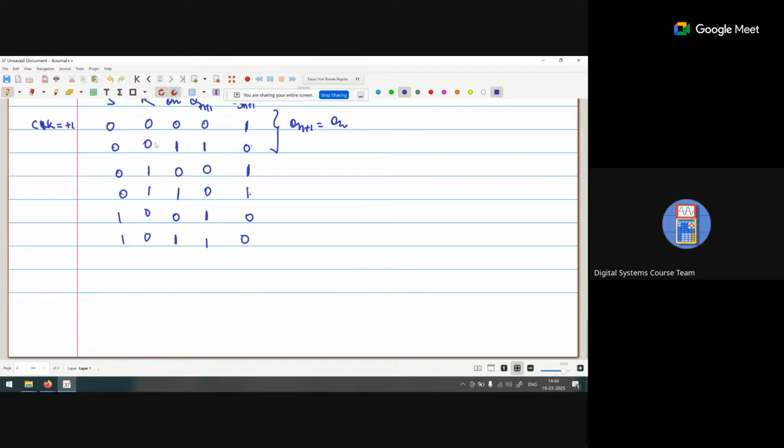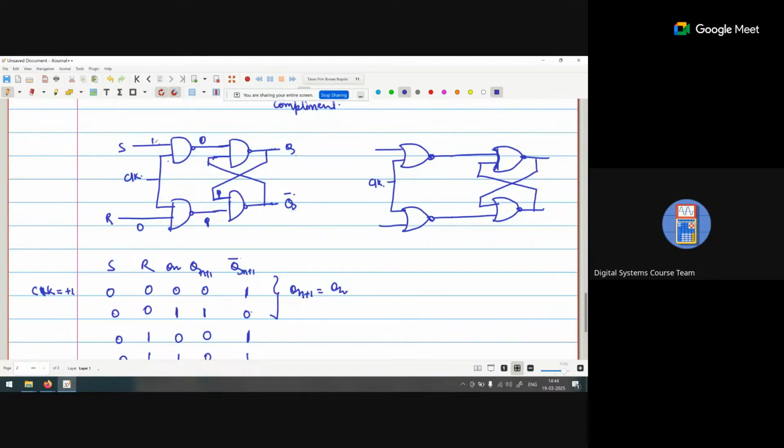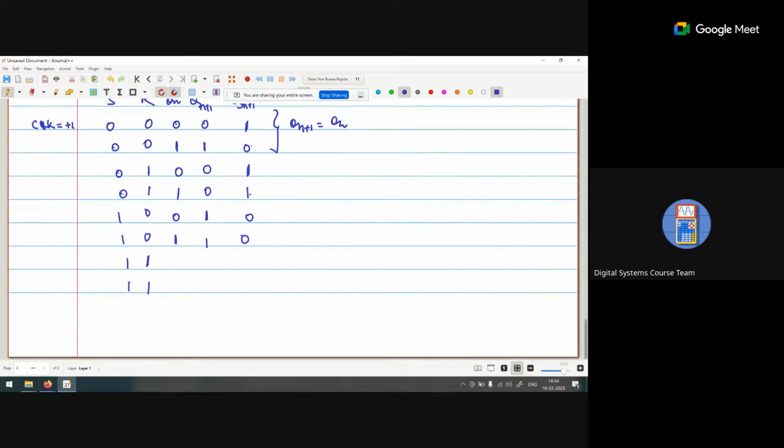Now the last is 1 1. Now when S is 1, R is 1, clock is always 1, so it becomes a 0, it becomes a 0. If it is a 0, then Q bar is 1 and Q is also 1. So it is also not dependent on Qn either. You can take Qn as 0 or Qn as 1. Always both are 1 1.